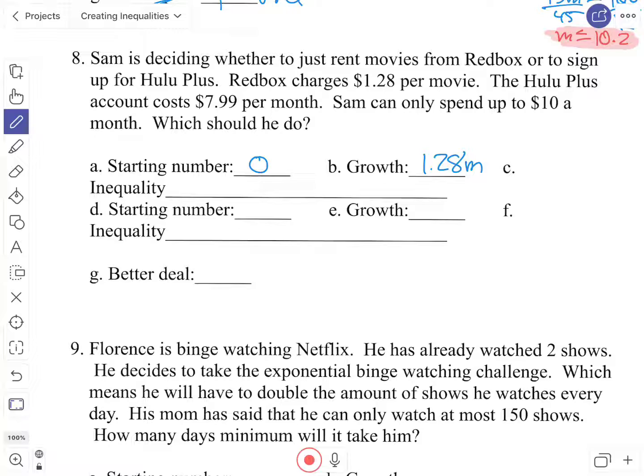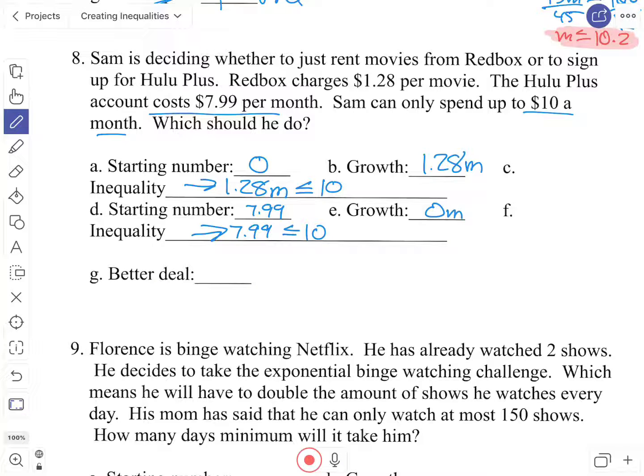Now the inequality would be 1.28m. Says he can only spend up to $10 a month, so that has to be less than or equal to 10. Now for Hulu, Hulu only costs $7.99, but it doesn't matter how many movies. We don't pay per movie, we only pay that flat fee. So $7.99 is less than or equal to 10. Basically we know that's under 10, so that would work.